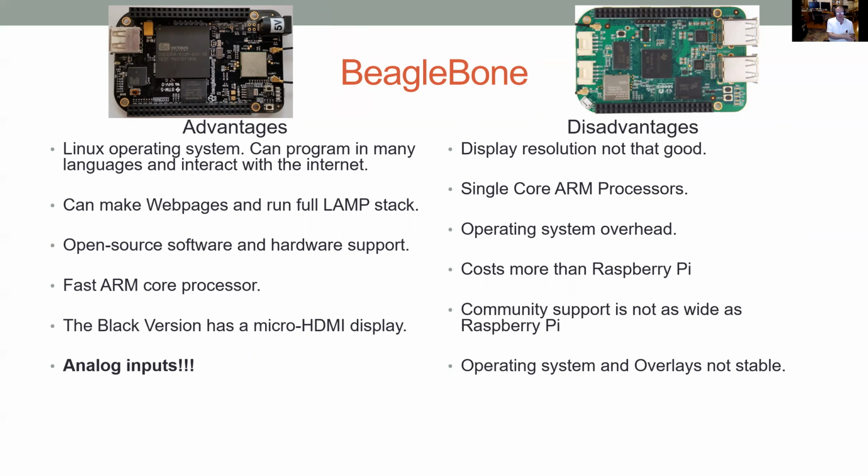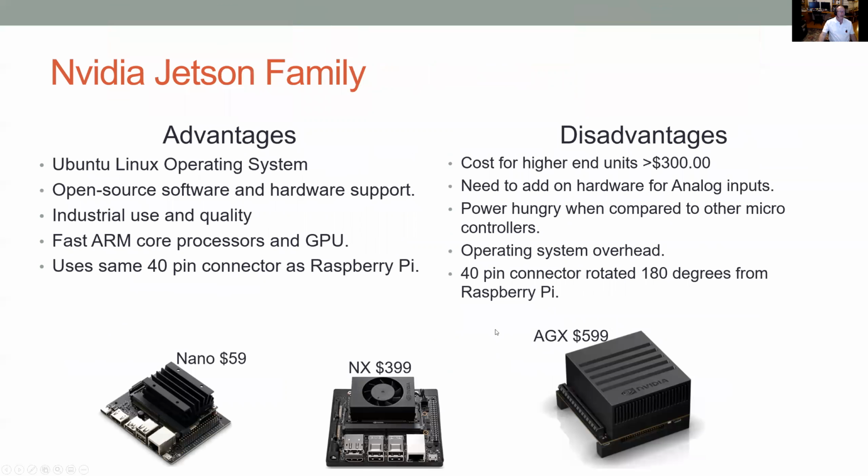And anytime you have an operating system, you got this system overhead. These cost a bit more than the Raspberry Pi. You don't have the community support as much as the Pi. And I found that it's not quite as stable as the Pi as far as the operating systems and the overlays, especially the backwards compatibility across the platforms, the different versions of BeagleBone.